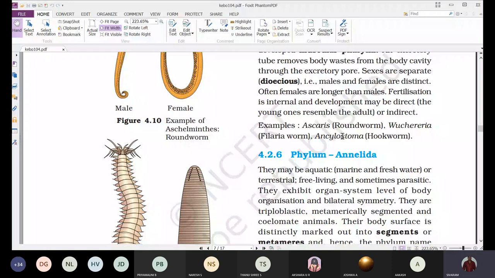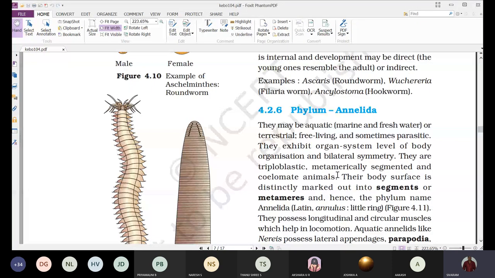And next, anybody having any doubt regarding Aschelminthes?